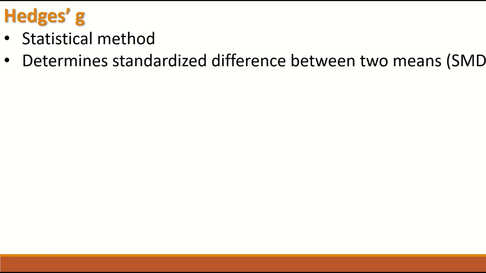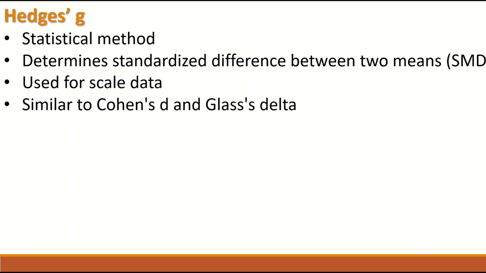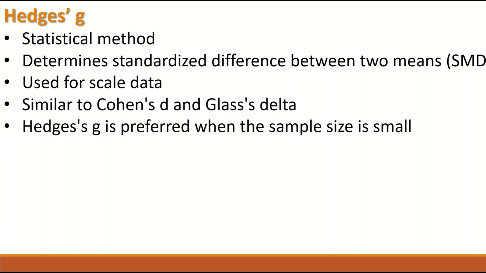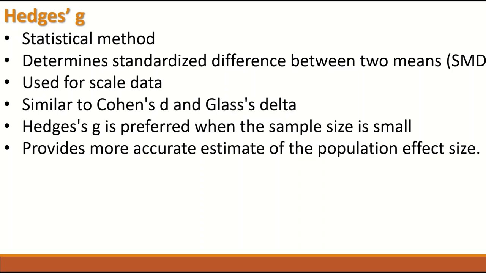It is a statistical method that determines the standardized difference between two means. So it is an SMD, and it is used when the data are continuous. The variables are both continuous, a mean is calculated for each variable, and then the difference between these means is calculated. It is similar to Cohen's D and Glass's Delta effect size, but Hedges G is preferred when the sample size is small. So when you have a small sample size, it's preferred to use Hedges G rather than Cohen's D or Glass's Delta. Hedges G, which is an effect size estimate, provides a more accurate estimate of the population effect size.